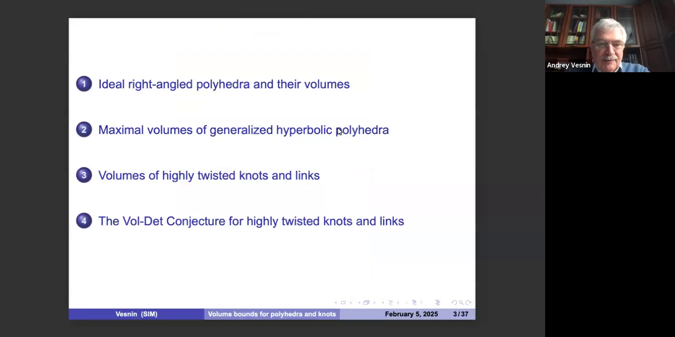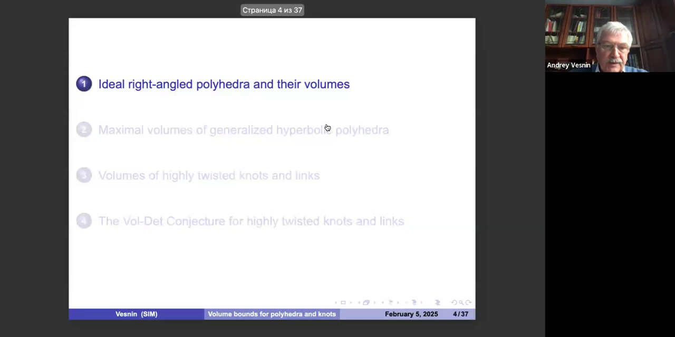So I would like to tell about right-angled polyhedra, and after that to discuss some applications of volume bounds. And I will go to generalized hyperbolic polyhedra, and next to volumes of highly twisted knots and links. And finally, I would like to discuss some results about the volume-determinant conjecture for highly twisted knots and links.